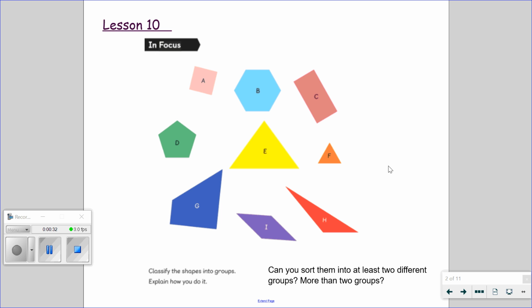Do some shapes have the same amount of sides? Do any of them have angles or lengths of sides which are the same? What about symmetry? Are any of the shapes symmetrical? Can you sort them into at least 2 different groups, or more than 2 groups?